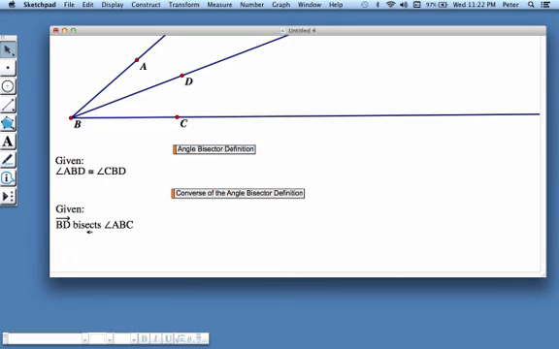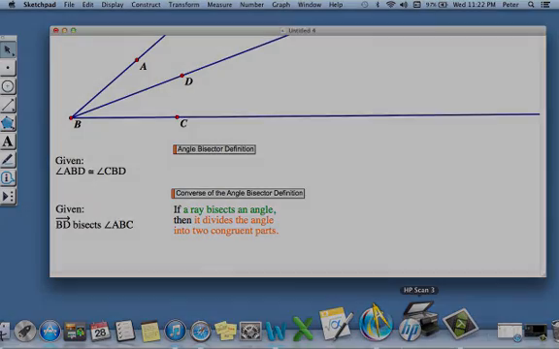Conversely, if we were told that BD bisects angle ABC, that would show up in our hypothesis, and so the definition we'd use would be if a ray bisects an angle, it divides the angle into 2 congruent parts.